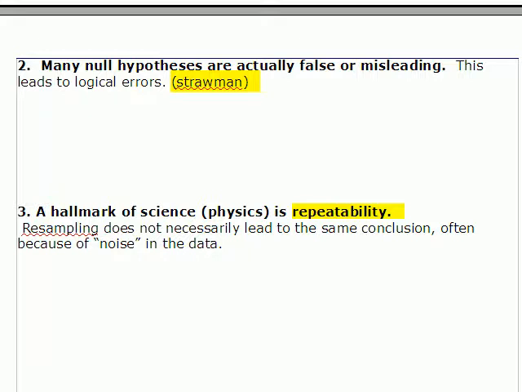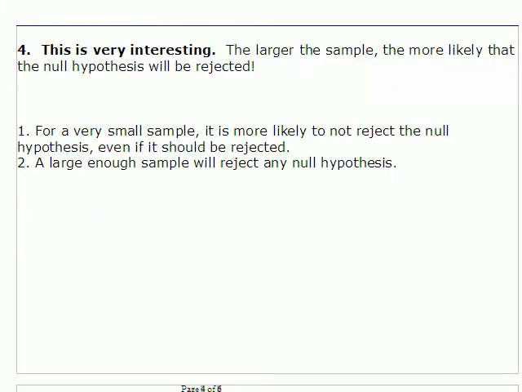The next issue is very interesting from purely mathematical standpoint, and the idea here is that you would think that if you had a larger and larger sample, you would get closer and closer to the truth.